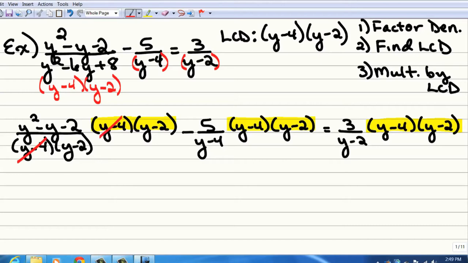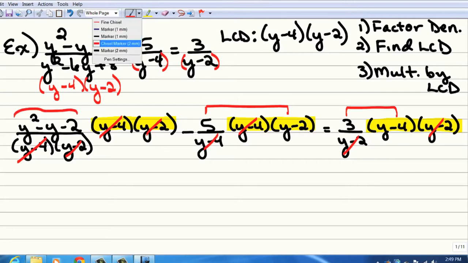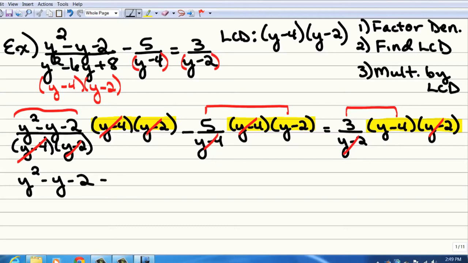So the y minus 4s divide out to 1, y minus 2s divide out. In the second one, the y minus 4s divide out. And the third one, the y minus 2s divide out. And so those guys are left. The 3 and the y minus 4 is left. And this guy here is left. So let's rewrite it. We have y squared minus y minus 2 minus 5, we still have the y minus 2 equals 3 times y minus 4.